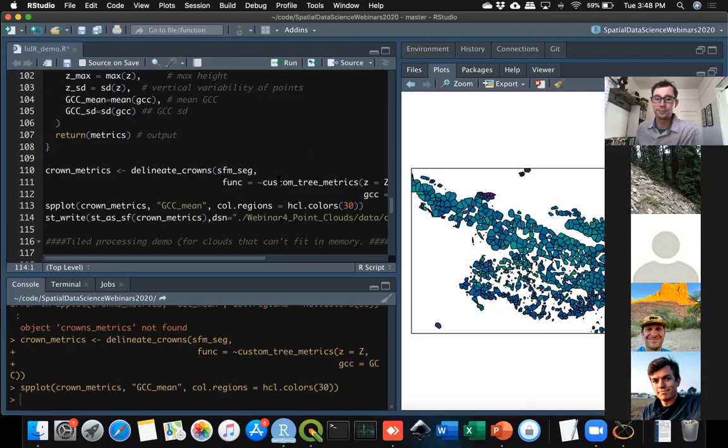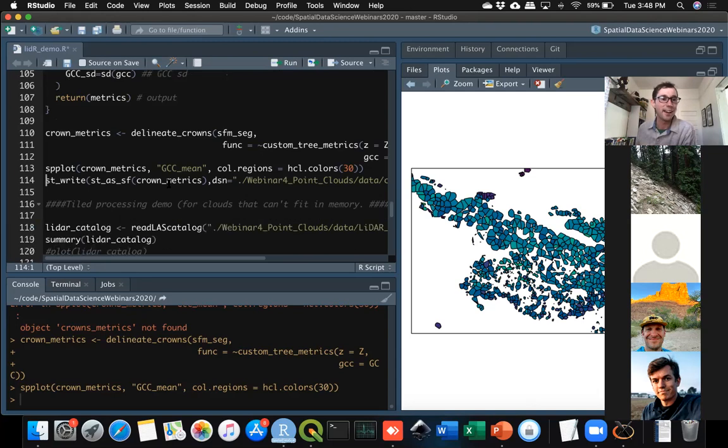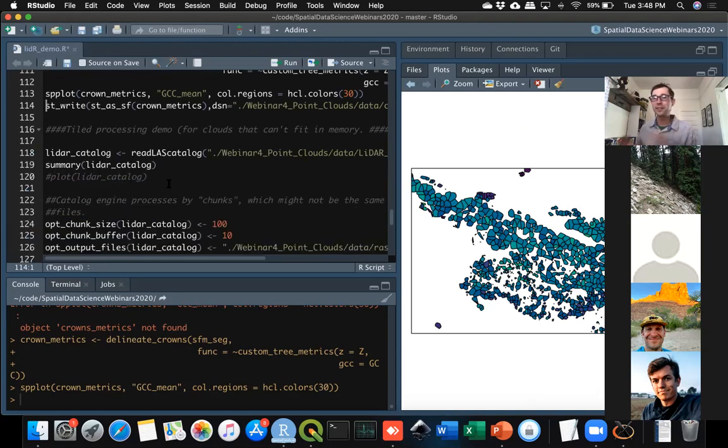Okay, so we're almost done. We've gone through that whole core workflow. We've delineated the ground surface. We've normalized the cloud. We've come up with a model of the canopy surface. We've segmented that cloud into individual trees. And the final thing is all this has been happening on a single tile, right?